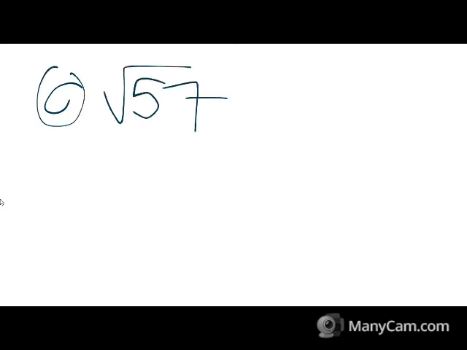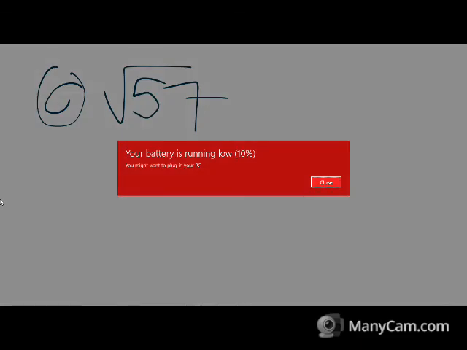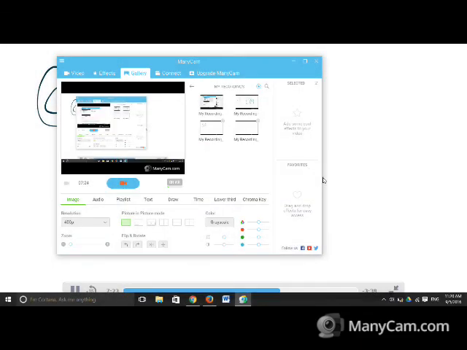All right, and let's look at problem C, radical 57. Now, what we went through: is radical 57 a perfect square? It is not. So because it's not a perfect square, it cannot be written as a fraction, and its decimal does not terminate, nor does it repeat with a pattern. So if it's not rational, this number is going to be irrational.